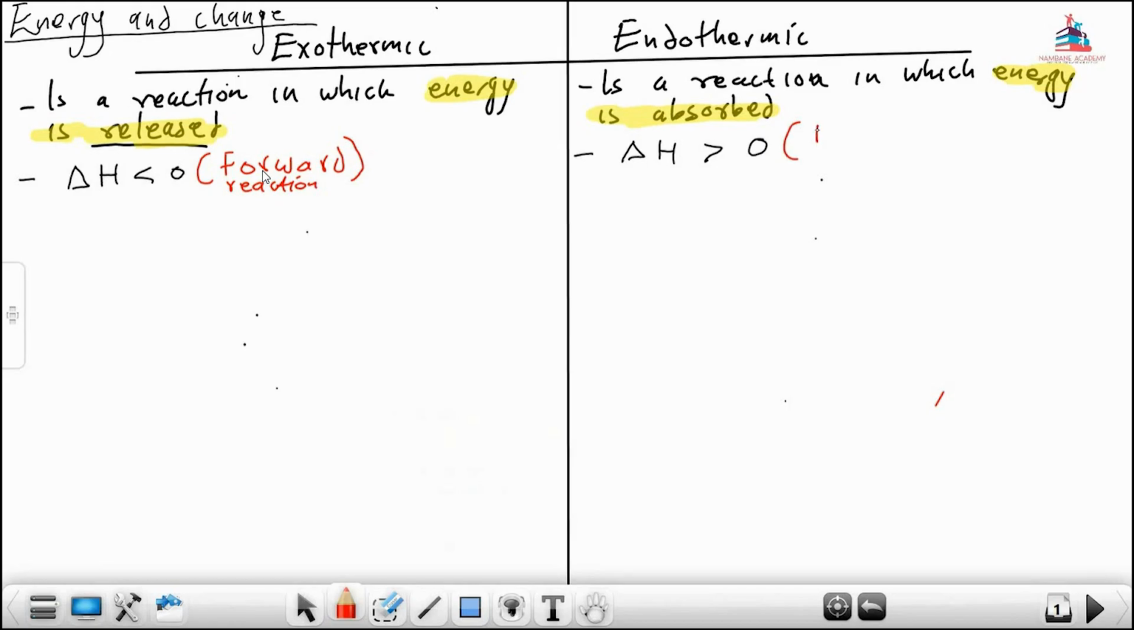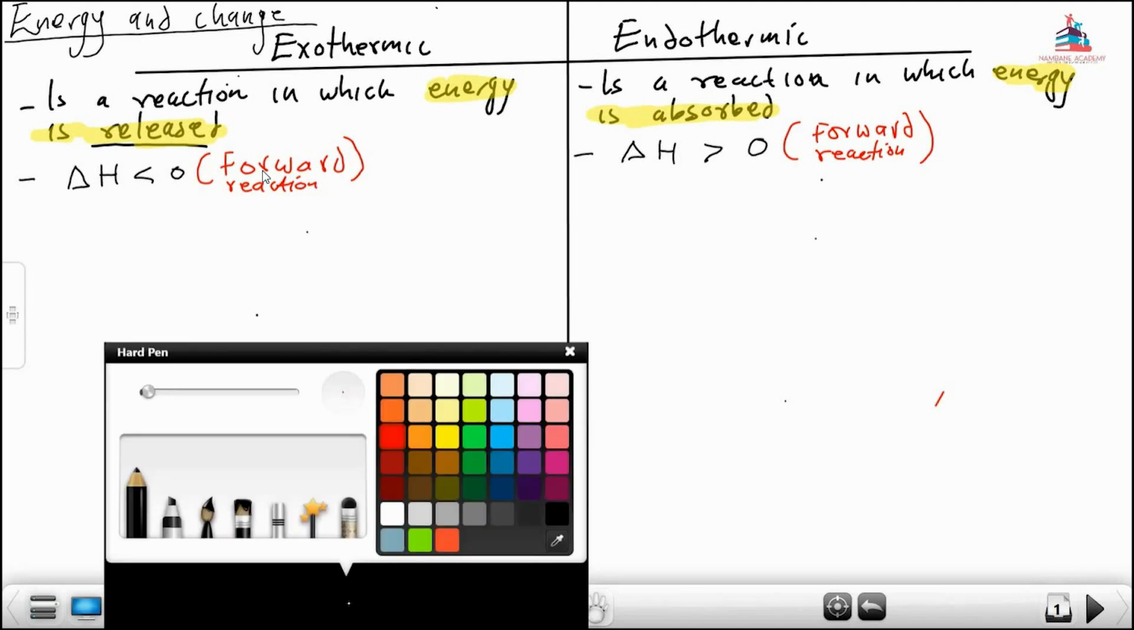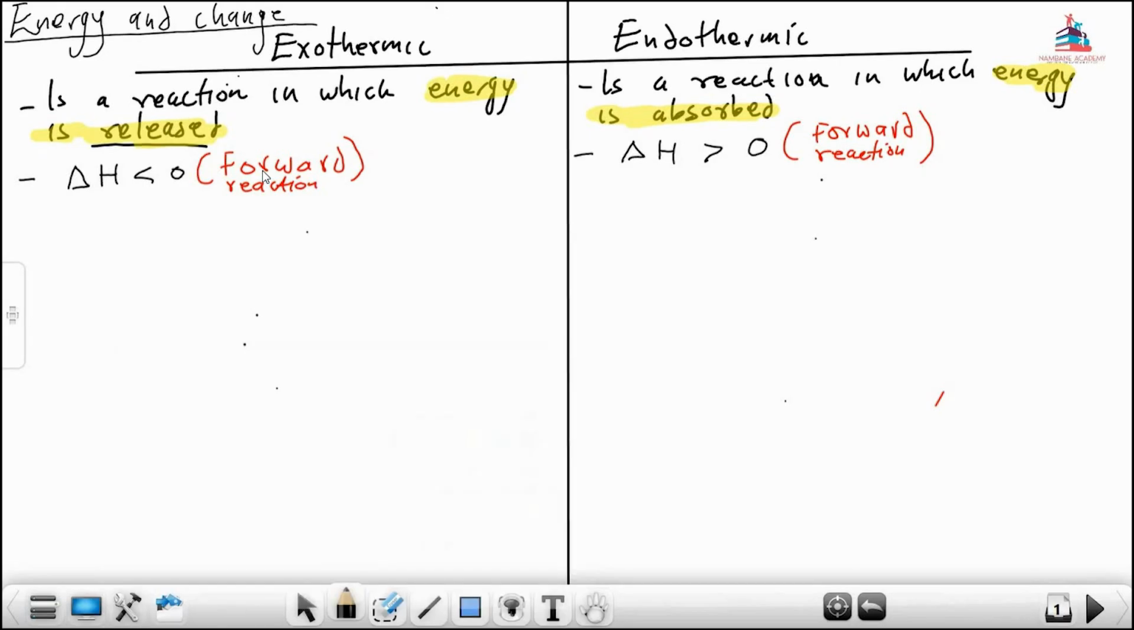Then we further say this will be the same for endothermic. If I am given delta H, definitely the delta H will represent the forward reaction. So if delta H is greater than 0, my forward reaction will be an endothermic reaction. Fine. That is point number 2.